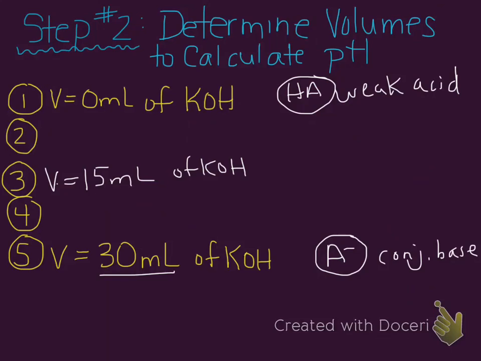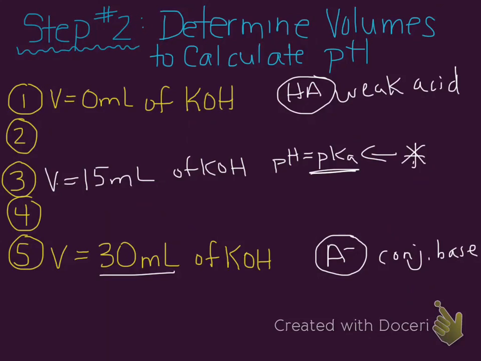And this is an important part because halfway to the equivalence point is where the pH equals the pKa. And that's almost always a value that they ask you to find on a titration curve. So if you were interpreting a pH curve, this would be a spot that you would want to find because it would give you the pKa and you can solve for the Ka of that.